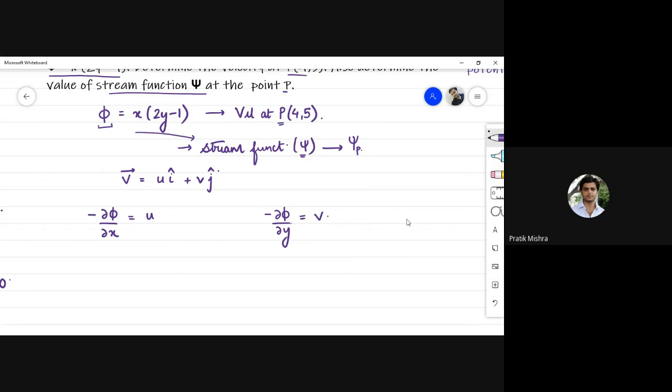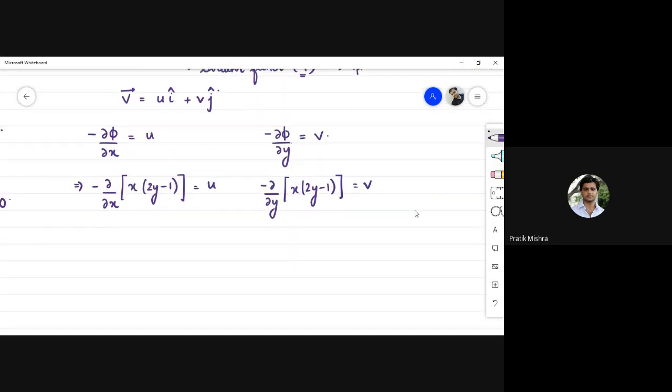तो यहां से minus del by del x of x into 2y minus 1, this is u, and also minus del by del y of x into 2y minus 1, this is v, small v. इसको सॉल्व कर लीजिए, आपको दोनों चीजें मिल जाएंगी.